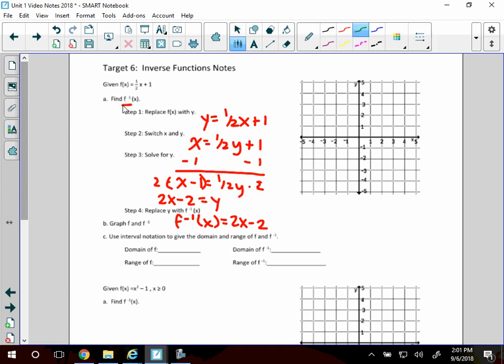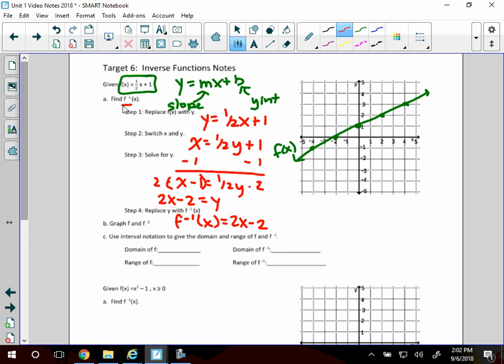So I'm going to graph this function in green. It's in slope-intercept form, where m is the slope. That's rise over run. So how do you go up and over? And then b is the y-intercept. Okay, so my y-intercept is 1. And then my slope is 1/2, so moving up 1, right 2. So this is the original function f of x.